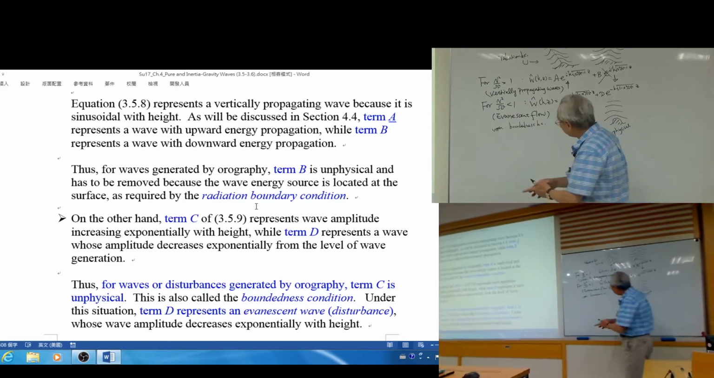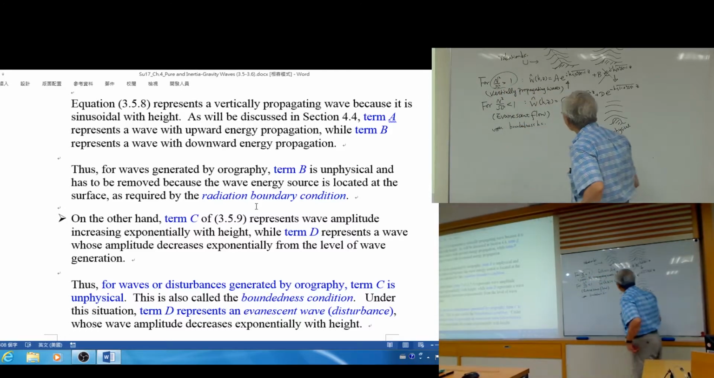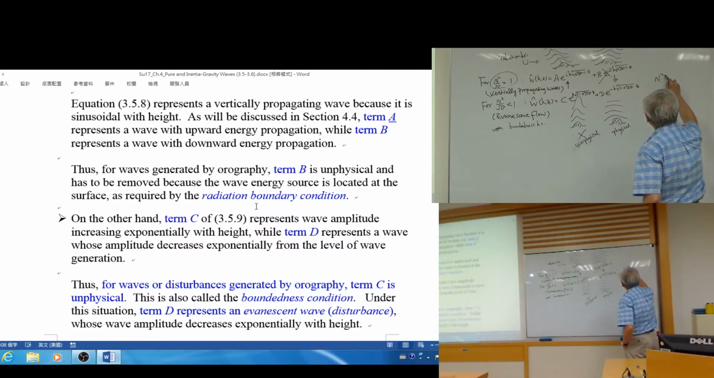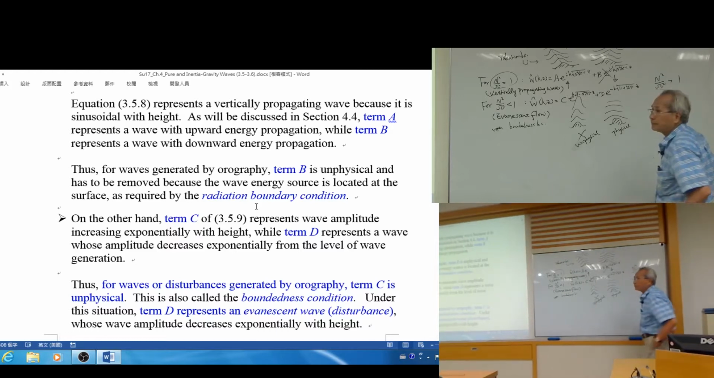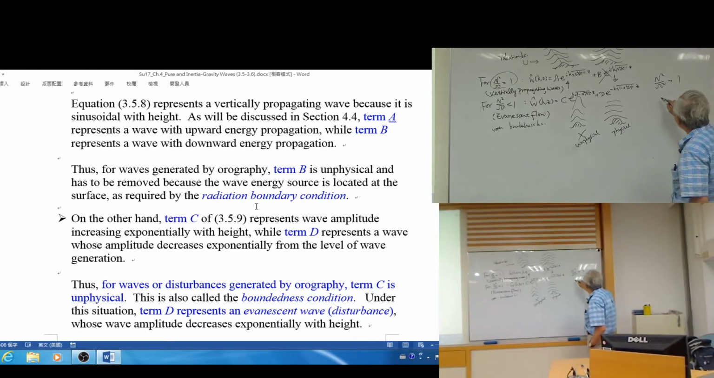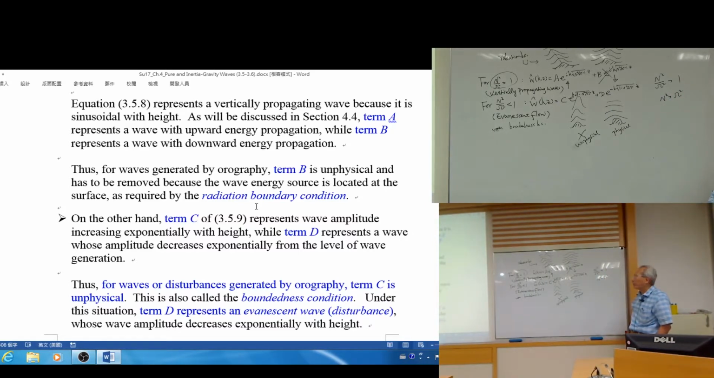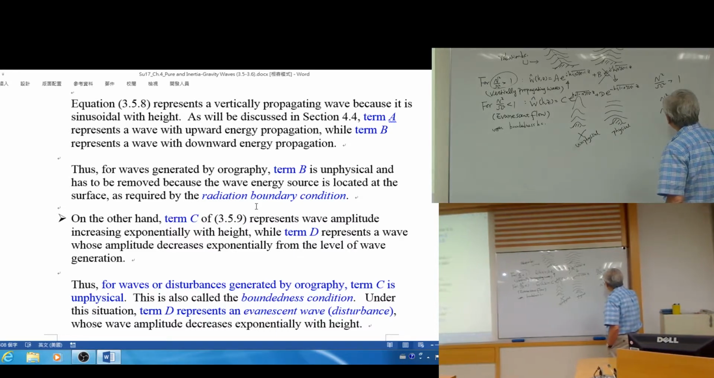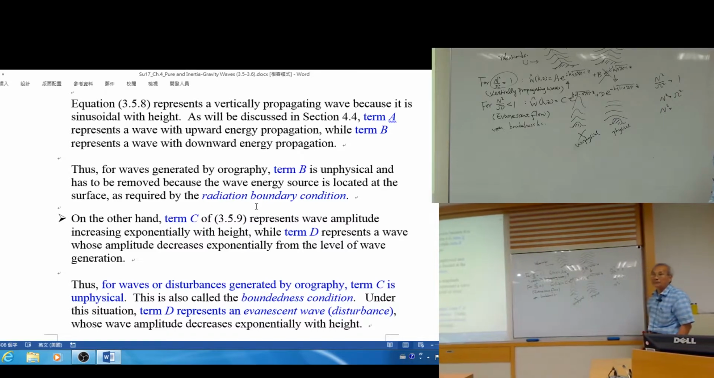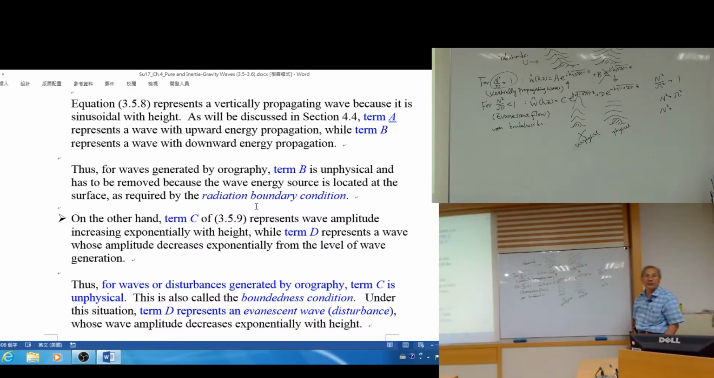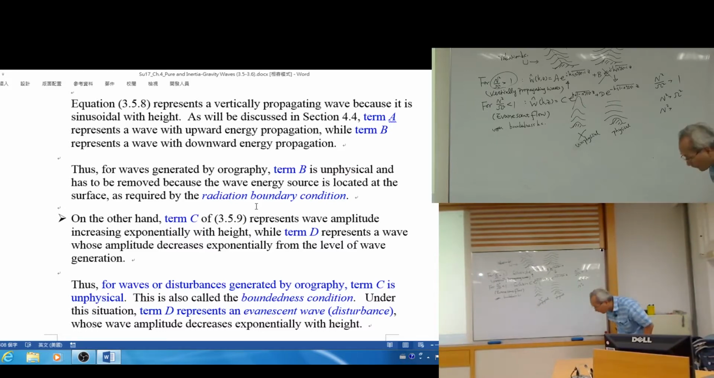The key is this. In this case, n square over omega square is greater than 1. So that means n square is greater than omega square. And so what's omega square? It's omega minus ku, squared.